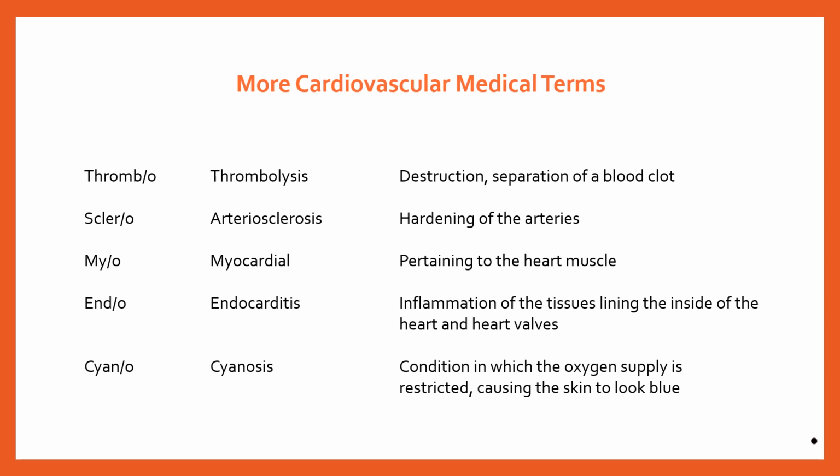Next up is myo. Myo always means muscle. And the medical term used, myocardial, it is pronounced myocardial, means pertaining to the heart muscle. Next, endo, the prefix endo with the combining vowel of O, always means within. And the medical term used, endocarditis, means inflammation of the tissues lining the inside of the heart and heart valves.